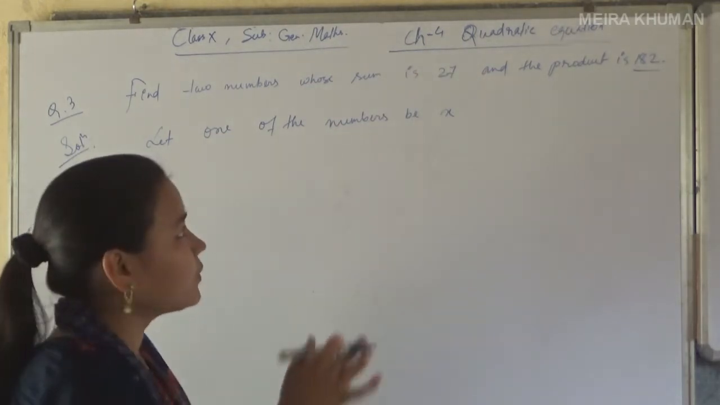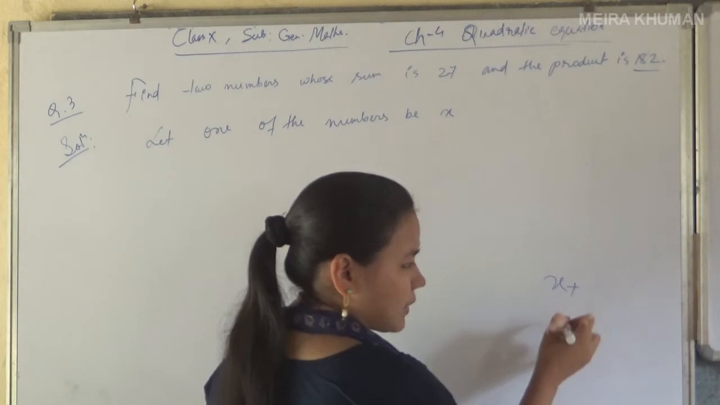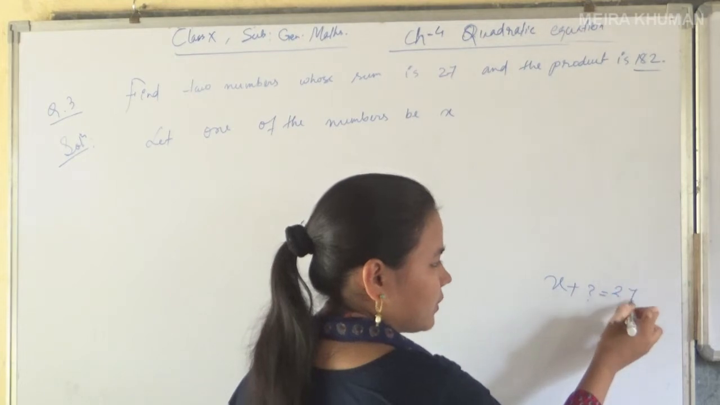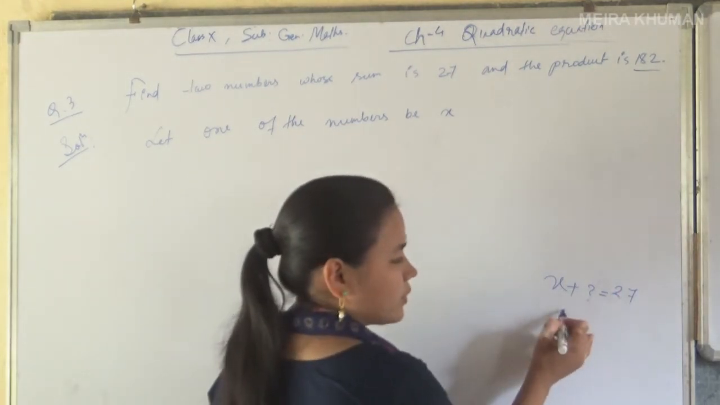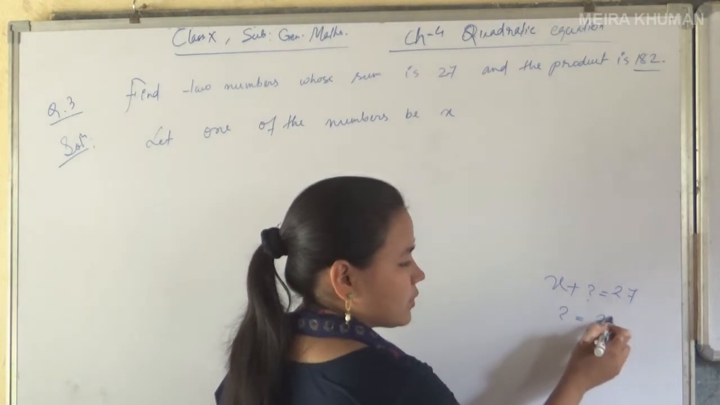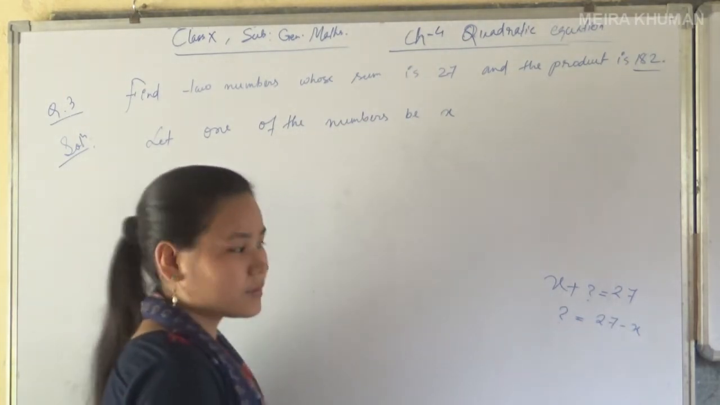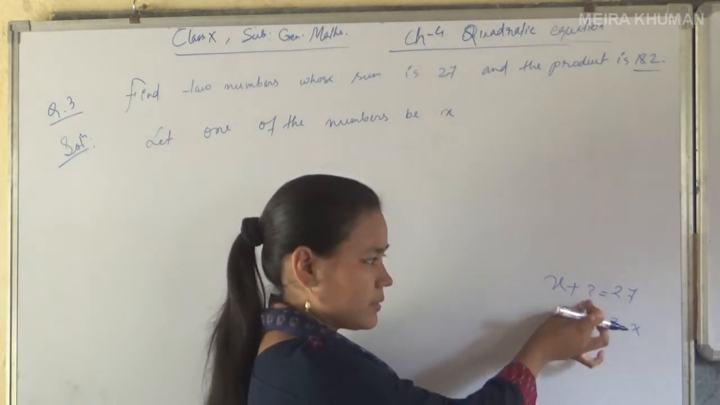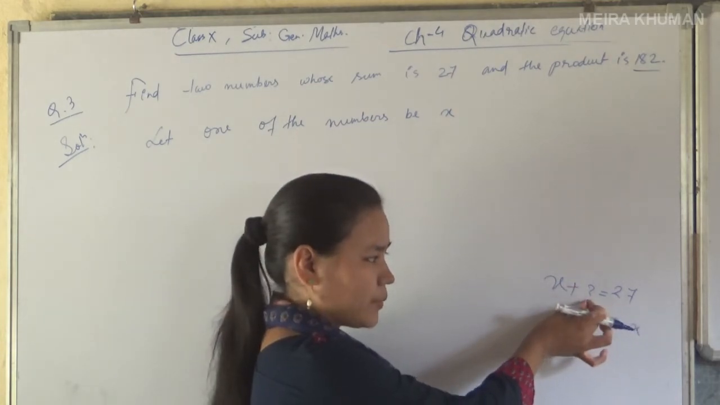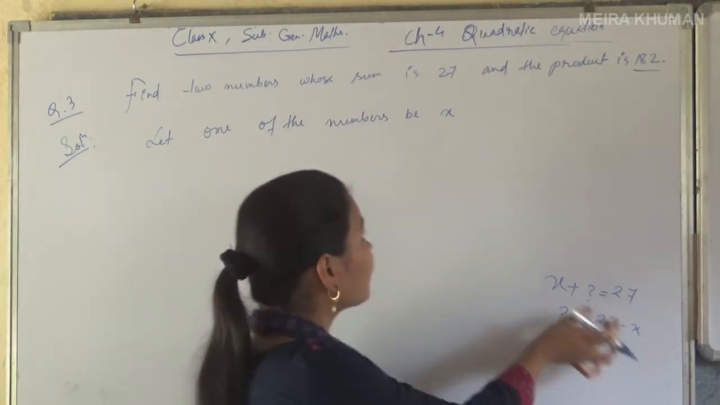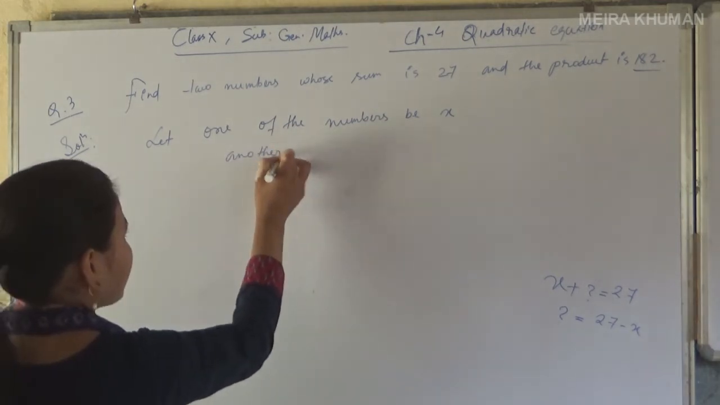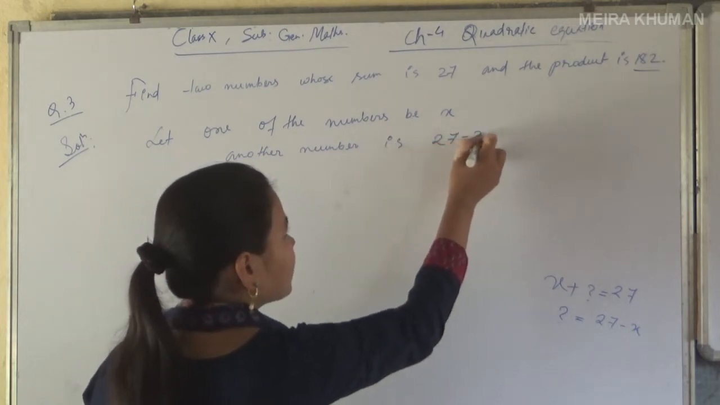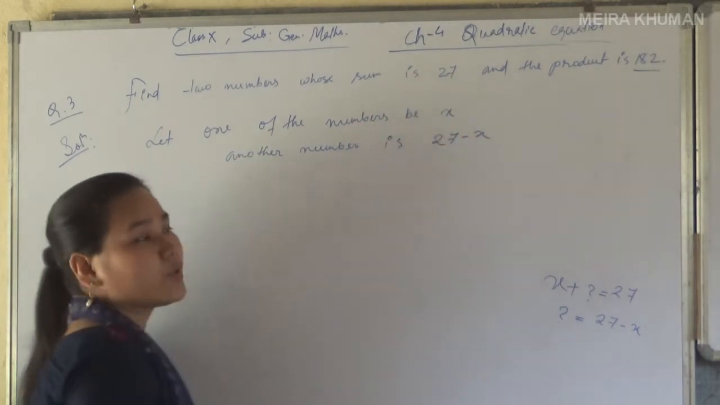27. Then x plus, just think this is your question mark, equal to 27. Then this will be 27 minus x. Suppose this is your x, and you don't know the second number. If you add it, you will get 27. The sum is this, so the second number will be 27 minus x. So the other number is 27 minus x, because the sum 27 is given.